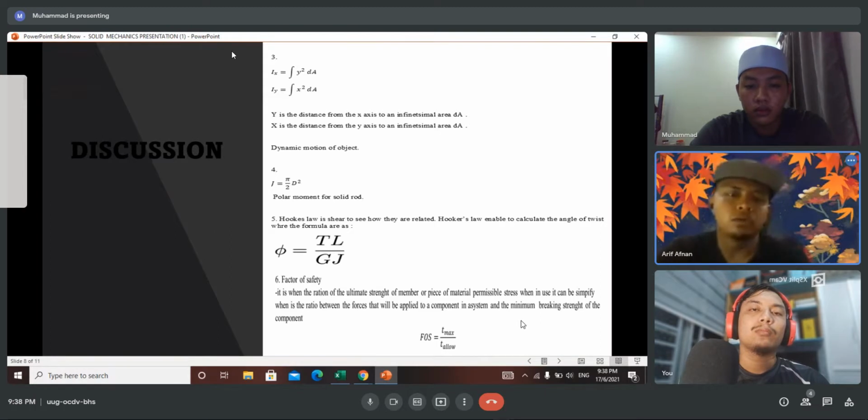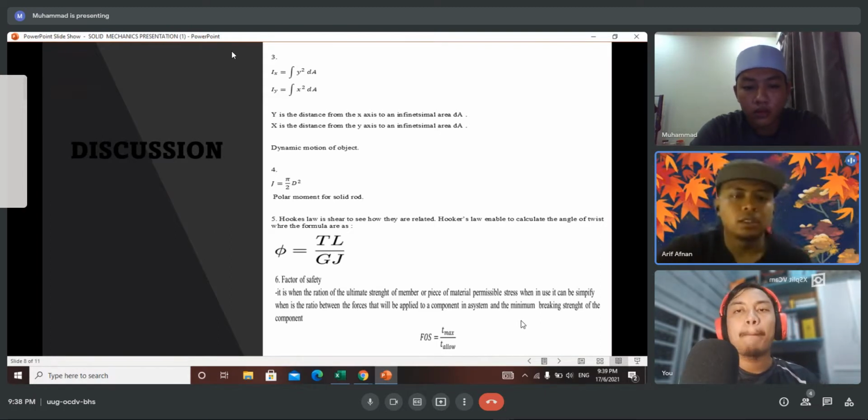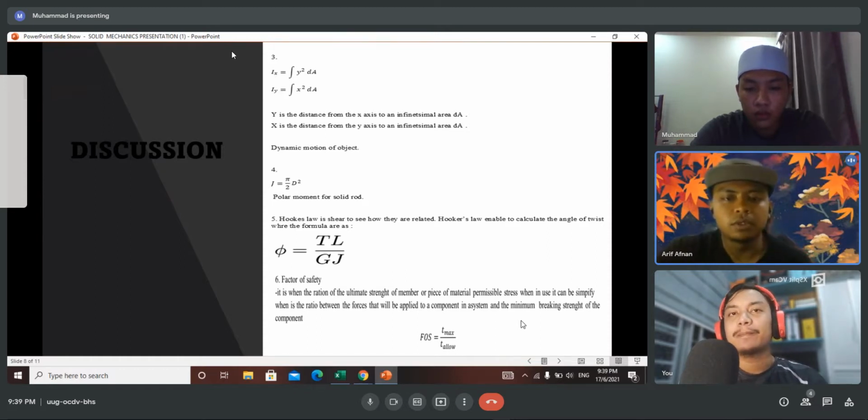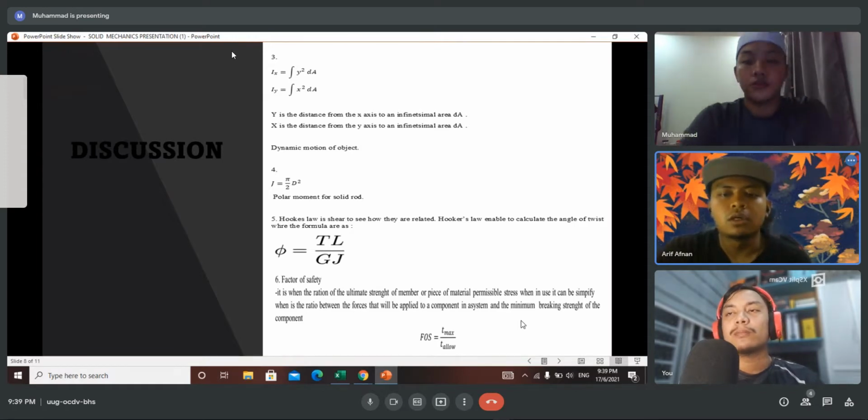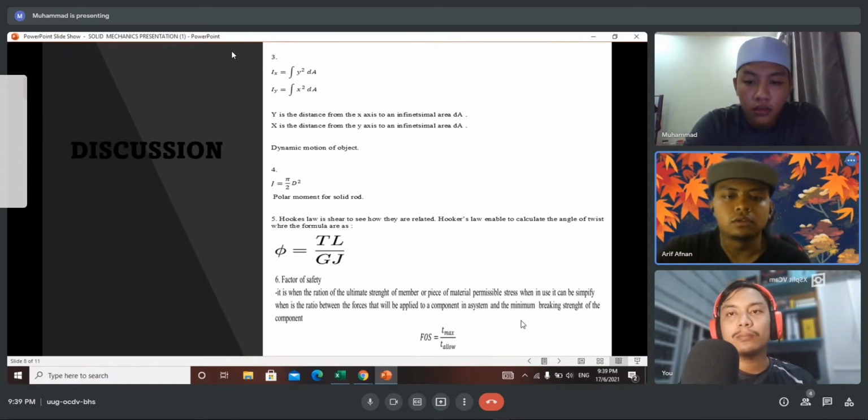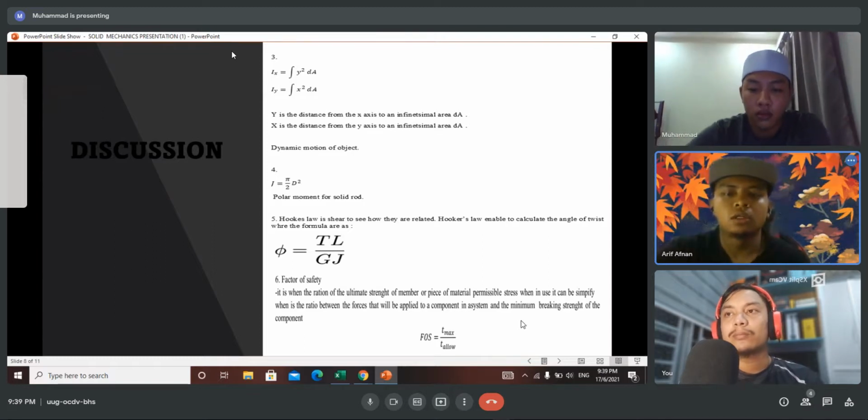Last but not least, factor of safety. It is the ratio of the ultimate strength of a member or piece of material to the permissible stress when in use. It can be simplified as the ratio between the forces that will be applied to a component in a system and the minimum breaking strength of the component. From the equation, FOS, factor of safety, equals torque max divided by torque allowed.